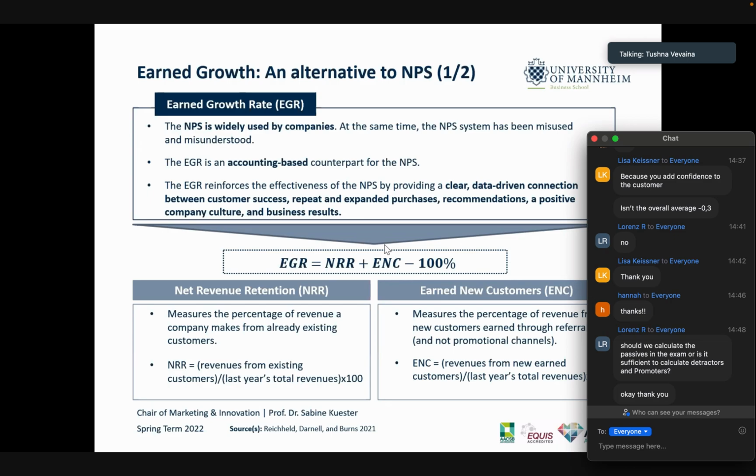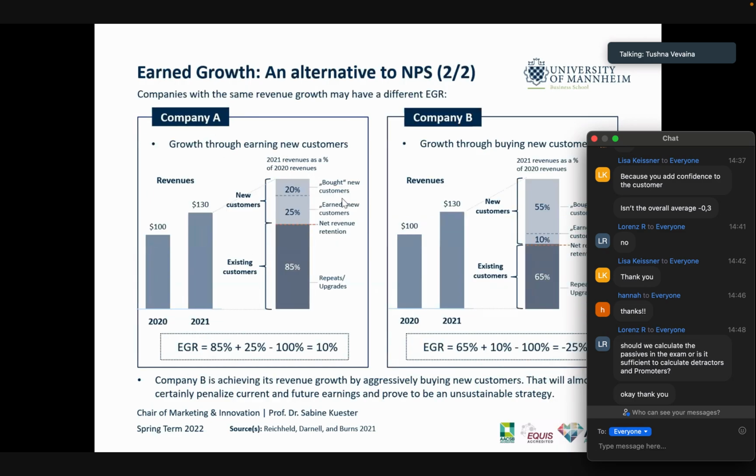NRR is your net revenue retention. ENC is your earned new customers. So what is net revenue retention? Net revenue retention is basically the revenue that you get from all your existing customers, your old customers as well, so in a way loyal. And your ENC is your earned new customers, so revenue from only earned new customers, not bought new customers.